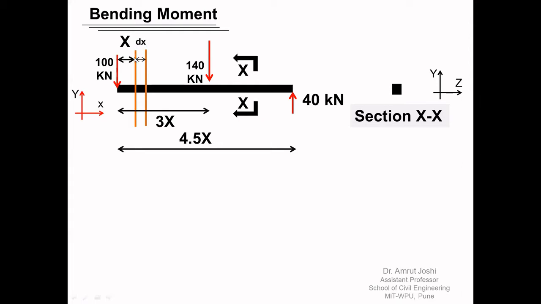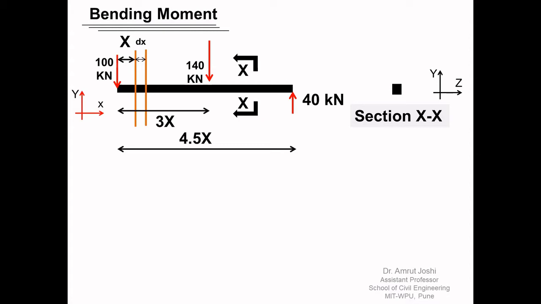This cross section, left cross section, is at distance x from left end. So therefore this right cross section is going to be at distance x plus dx, but dx is infinitesimally small or dx is tending to 0. So we can safely assume that these two cross sections are at distance x from left end.